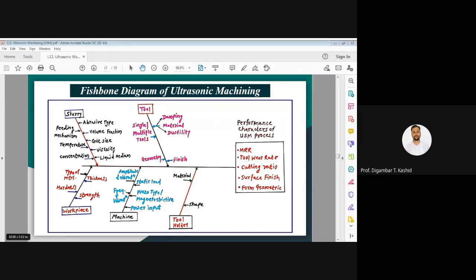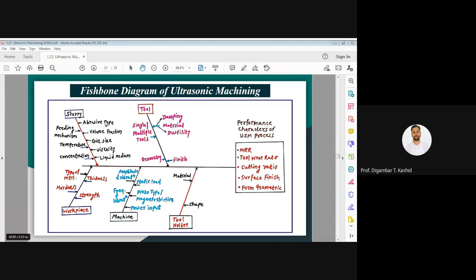Now you can see in this diagram I have shown there are various parameters which affect the performance of the ultrasonic process, that is the USM process. We can also call these parameters responses, with the help of which you can evaluate the performance of ultrasonic machining. In red color I have written the performance characters of USM: first the material removal rate, MRR, then tool wear rate, cutting ratio, surface finish, and form geometry. So through these responses you can evaluate the performance of your process.